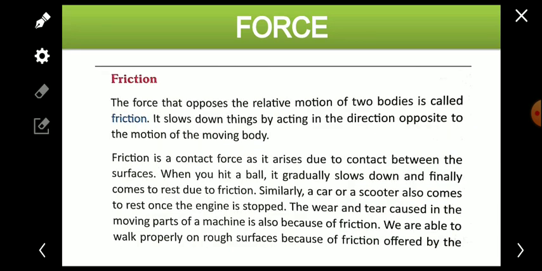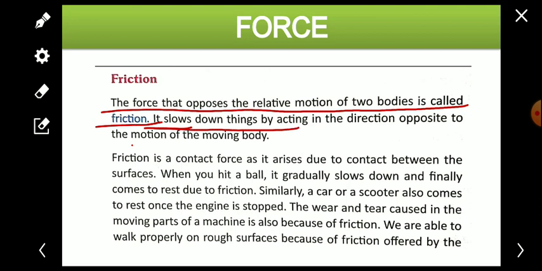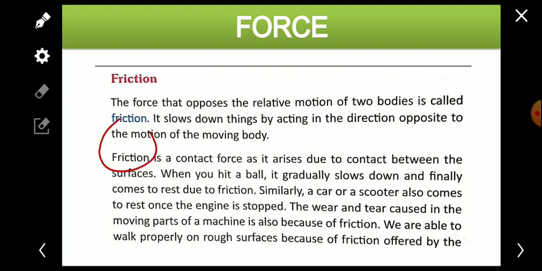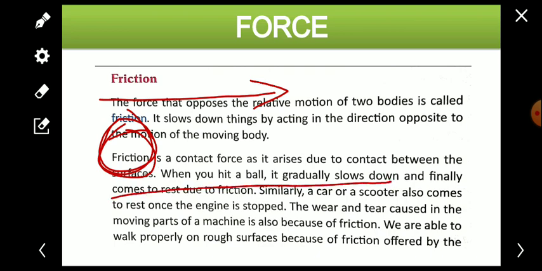Now friction, we'll talk about friction. It is also a type of contact force. The force that opposes the relative motion of two bodies is called friction. It slows down things by acting in the direction opposite to the motion. Suppose a ball is rolling on the ground. What will you notice? Even if we don't apply force on it, slowly and gradually the speed of the ball decreases, and at last it stops at a particular place after traveling some distance.